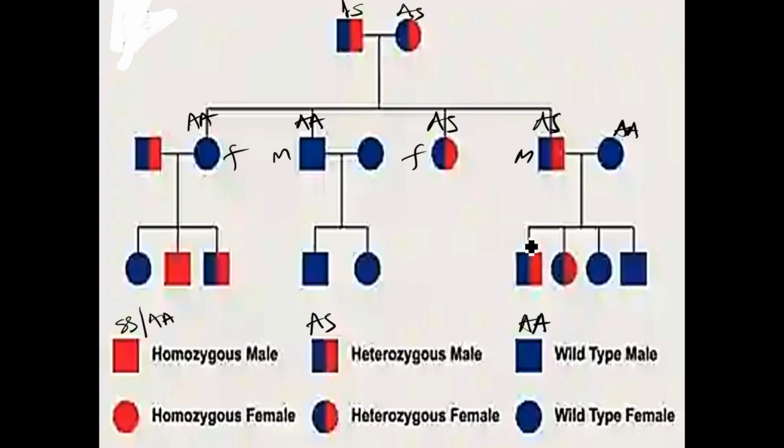Okay, so they produce their children. This one is also AS. This one is AS. This one is AA. This one is AA. Then this one married AA, so this one is AA. This one is AA. This one married AS. There's an issue here, this one will not be the case here. But just understand the concept.